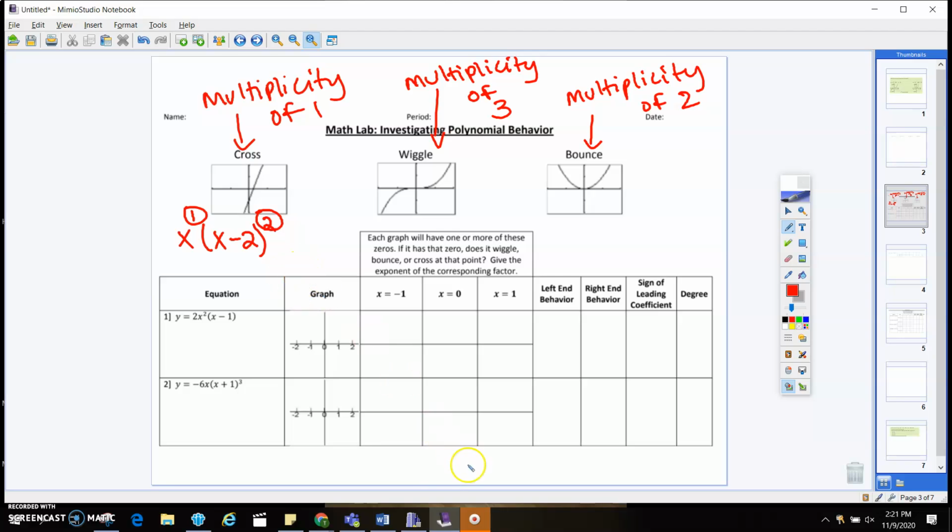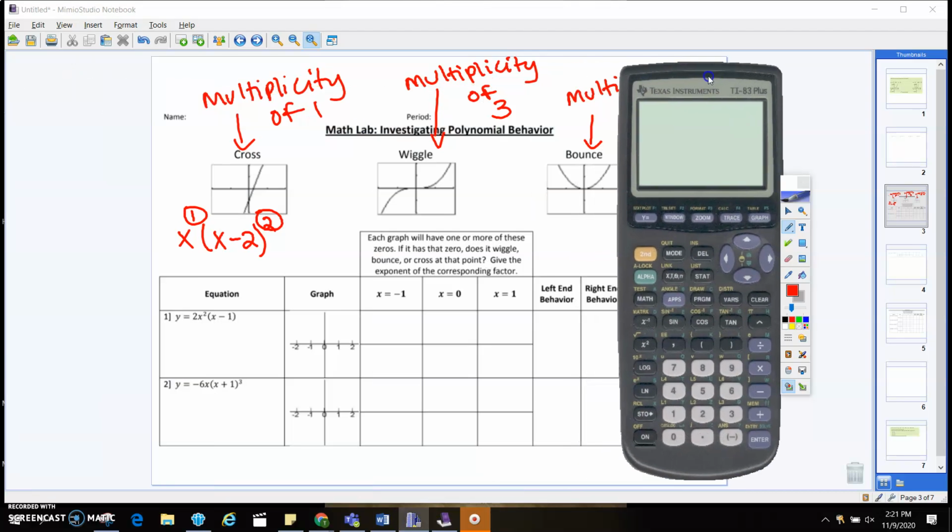So if I went into my graphing calculator and I graphed this, for instance, x times x minus 2 squared, all right, and I graphed it, you notice how it crosses once, so it has an exponent of 1. Okay, so it crosses at 0, which would be the solution if we set x equal to 0. And then it has this bounce that happens right at x equals 2. Okay, so that's the reason why there's this squared value right here.